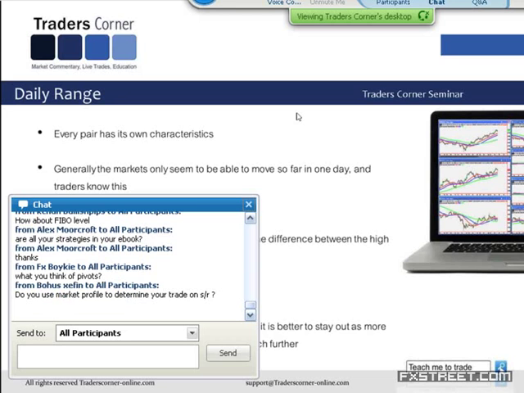Do I use Market Profile? No, I don't. I've looked at that once or twice in the past, but I've never really sat down to understand it properly. So I couldn't tell you whether it's a great tool or not, or whether it works or not. I personally haven't used it.